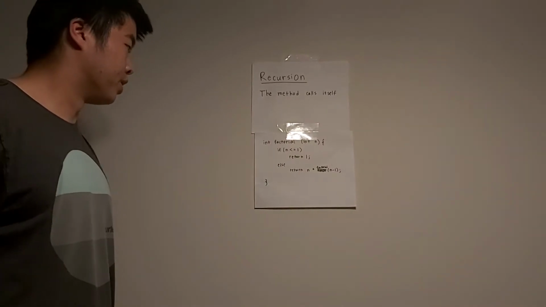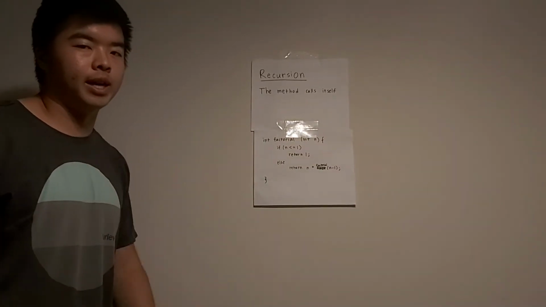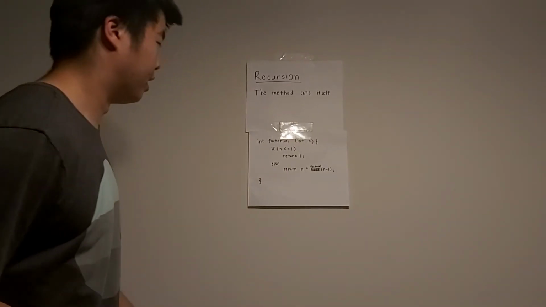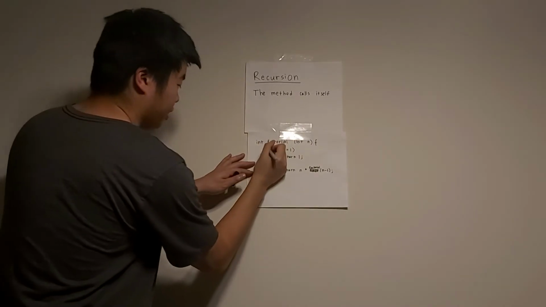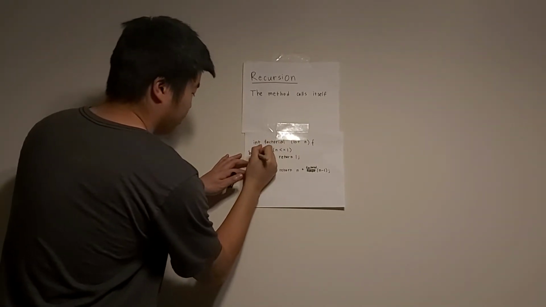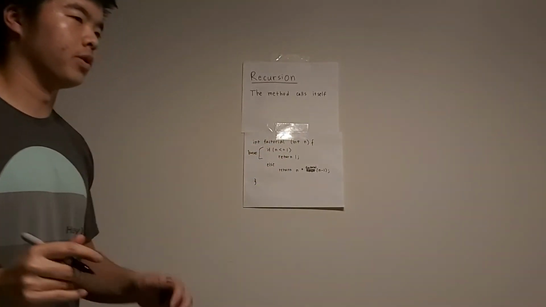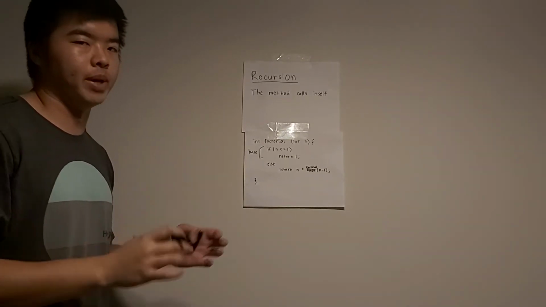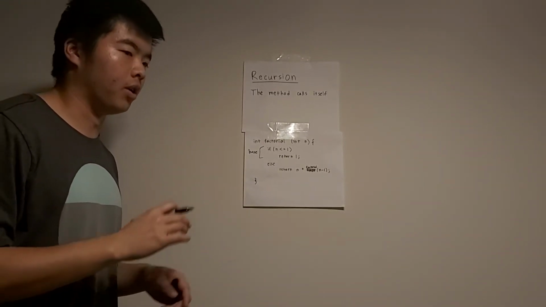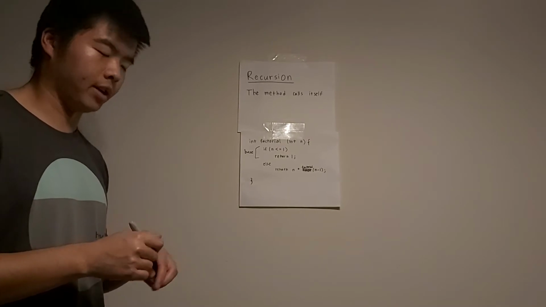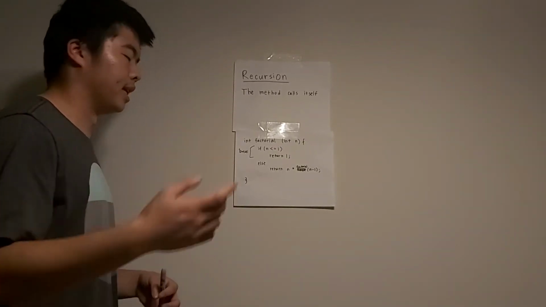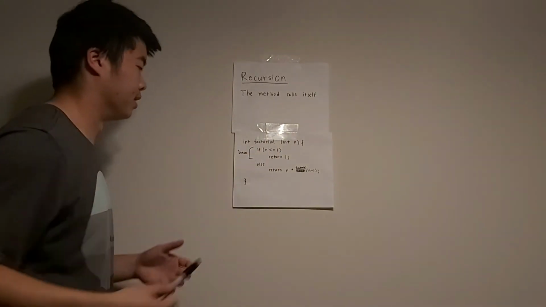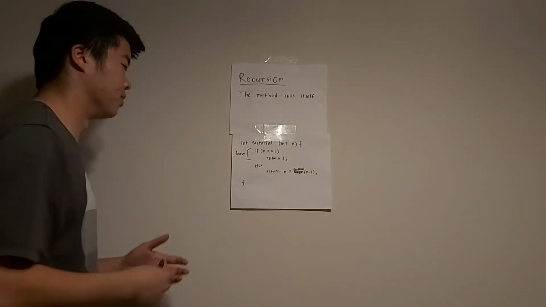Each recursive method has two components: a base case and a recursive case. The base case, which is right here, controls the recursive method to prevent it from calling on itself infinitely. It has a condition where we stop calling the recursive method again and again once n is less than or equal to 1. So we just stop at this point.